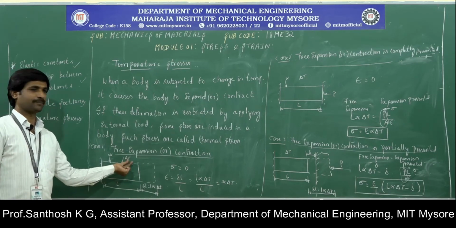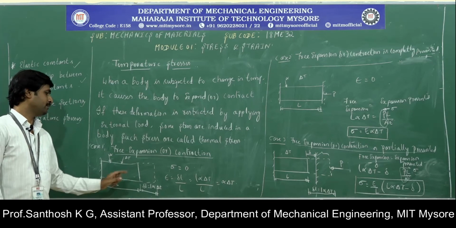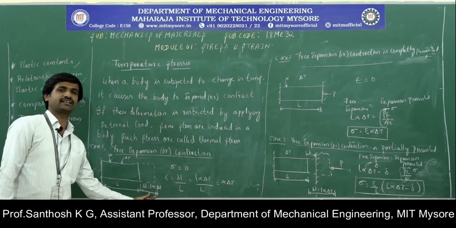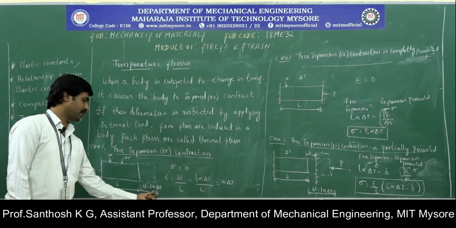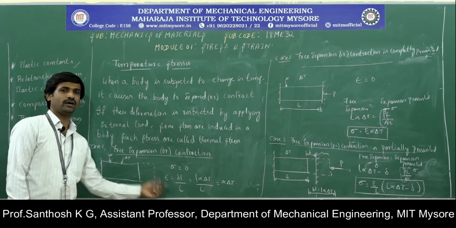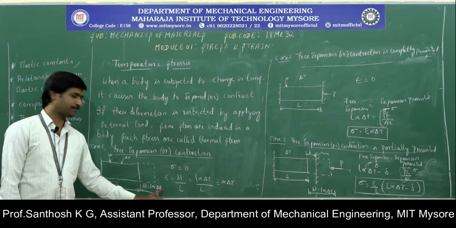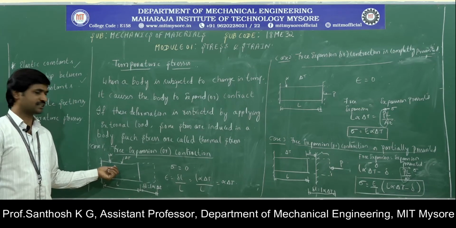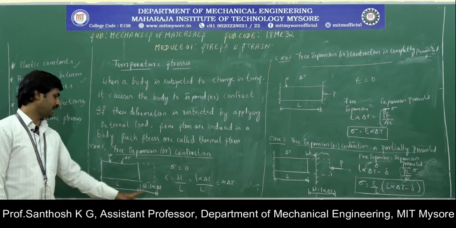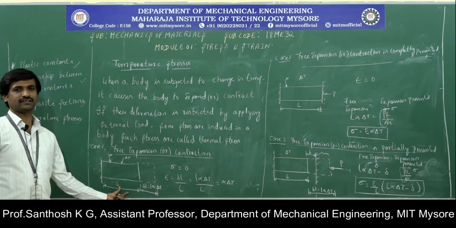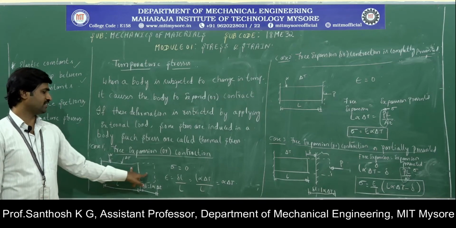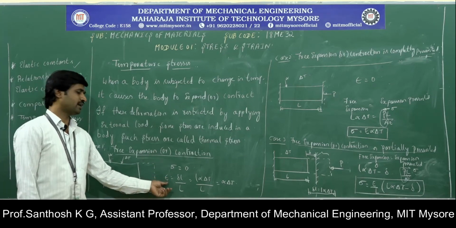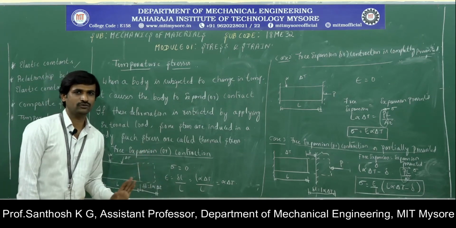When you change its temperature by an amount delta T, it is going to expand by a certain amount, which can be calculated using the equation L alpha delta T, where delta T represents the change in temperature, alpha represents the coefficient of thermal expansion of the given material, and L represents the initial length of the member. For this condition, let us see the amount of stress and the amount of strain that is going to be induced.